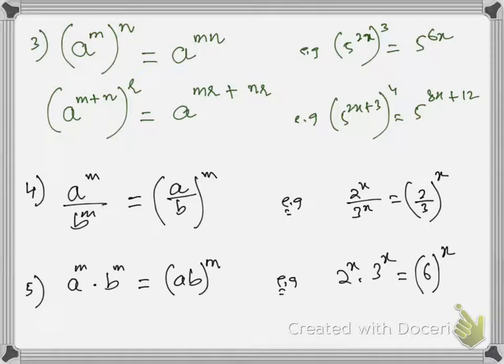According to rule number 5, since a and b have a common power, the same power, we can multiply a with b, or we can write the power as common. Since these two numbers 2 and 3 have the same power, we can multiply them. It should be 6 to the power x. These are some important rules regarding the indices, which we basically use in logarithms while solving exponential equations.